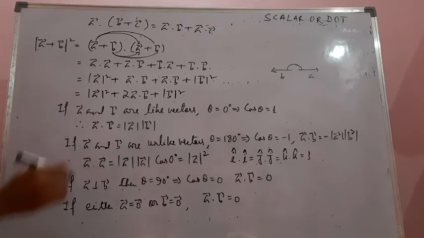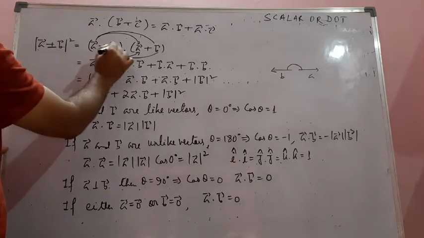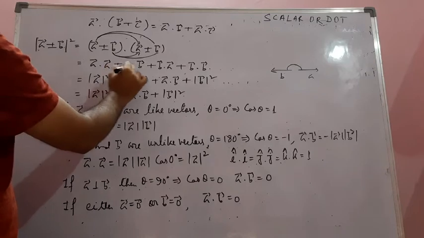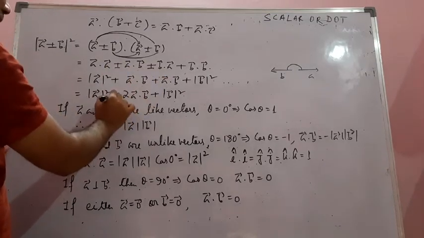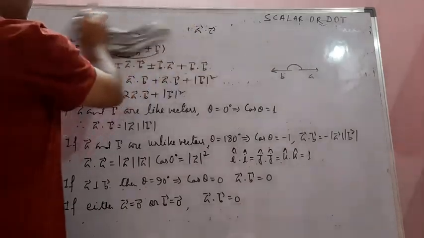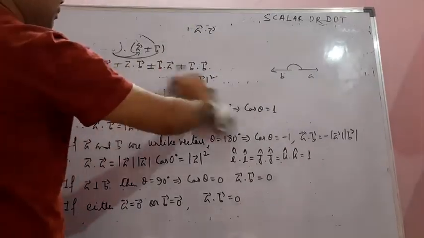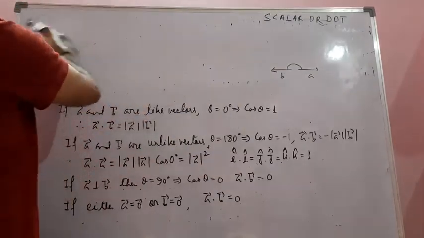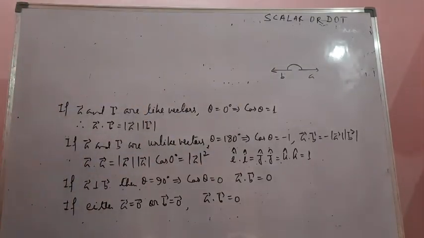Okay. Similarly, if it is a minus sign, then here also it will be minus. If it is minus, then it is minus a dot b, minus b dot a. So ultimately this is magnitude of a square minus twice a dot b plus magnitude of b square. Similarly, it's like an algebraic identity.